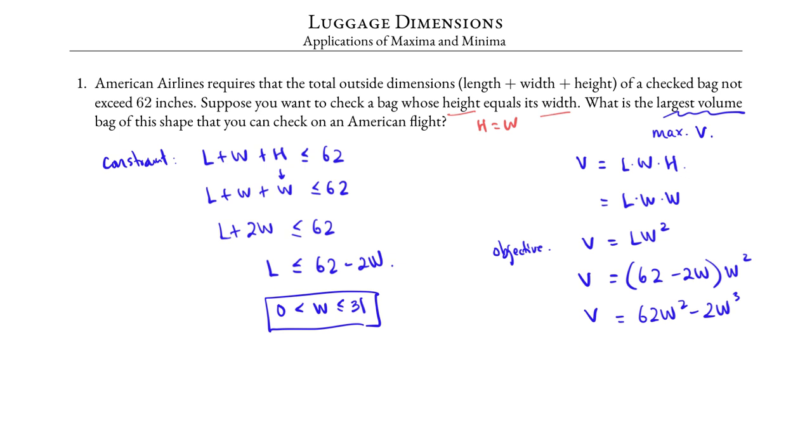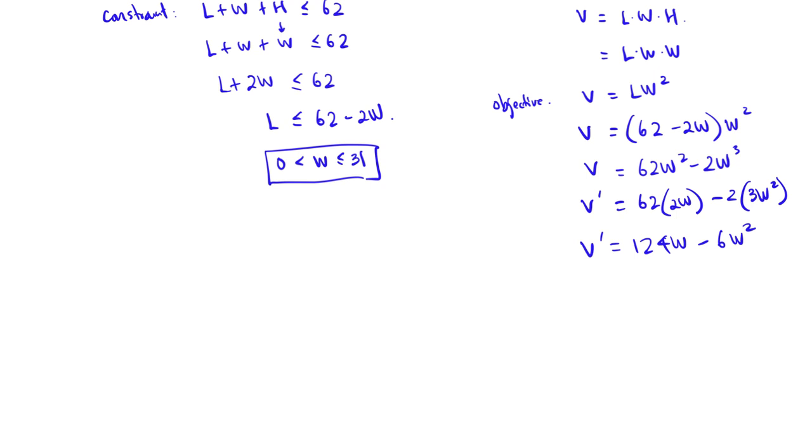We then find the critical point by taking the derivative. This is 62 times 2W minus 2 times 3W squared using the power rule. The derivative V prime is 124W minus 6W squared. We then set this derivative equal to 0 and solve to find the critical point. We can factor out 2 and W. What we have left for the first term, 124 divided by 2, is 62, and 6 divided by 2 is 3, and we factor out W already.